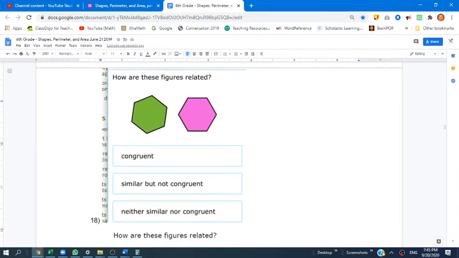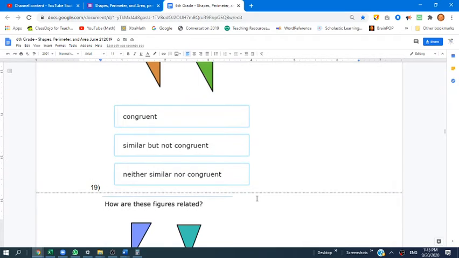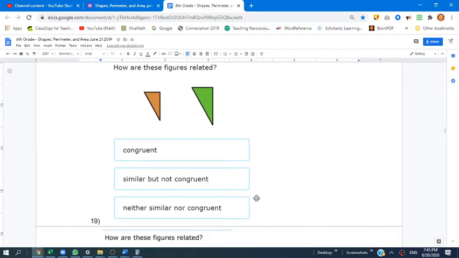Number 18. What are these figures? How are these figures related? Are they congruent, similar but not congruent, or neither similar nor congruent? Number 19. How are these figures related? Are they congruent, similar but not congruent, or neither similar nor congruent?